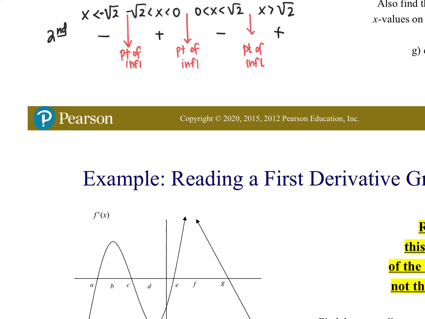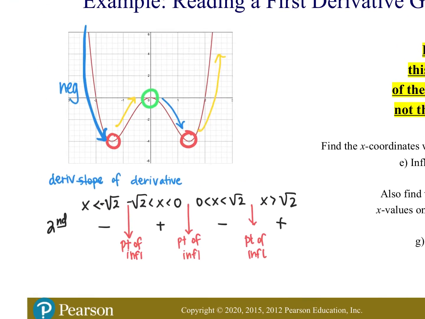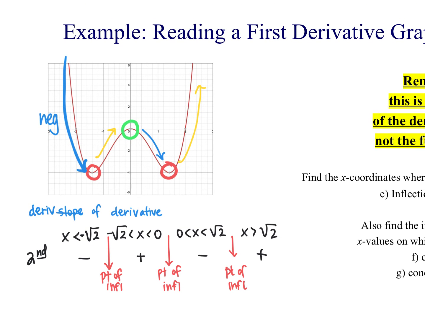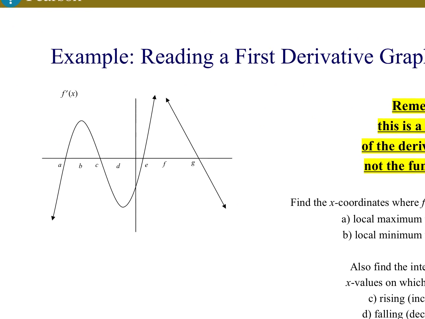This is our last graph. Can we figure out what kind of concavity the original has? Yes, the original graph has negative concavity, followed by positive concavity, followed by negative concavity, followed by positive concavity. Just trying to picture that in my head. All right, let's try this.